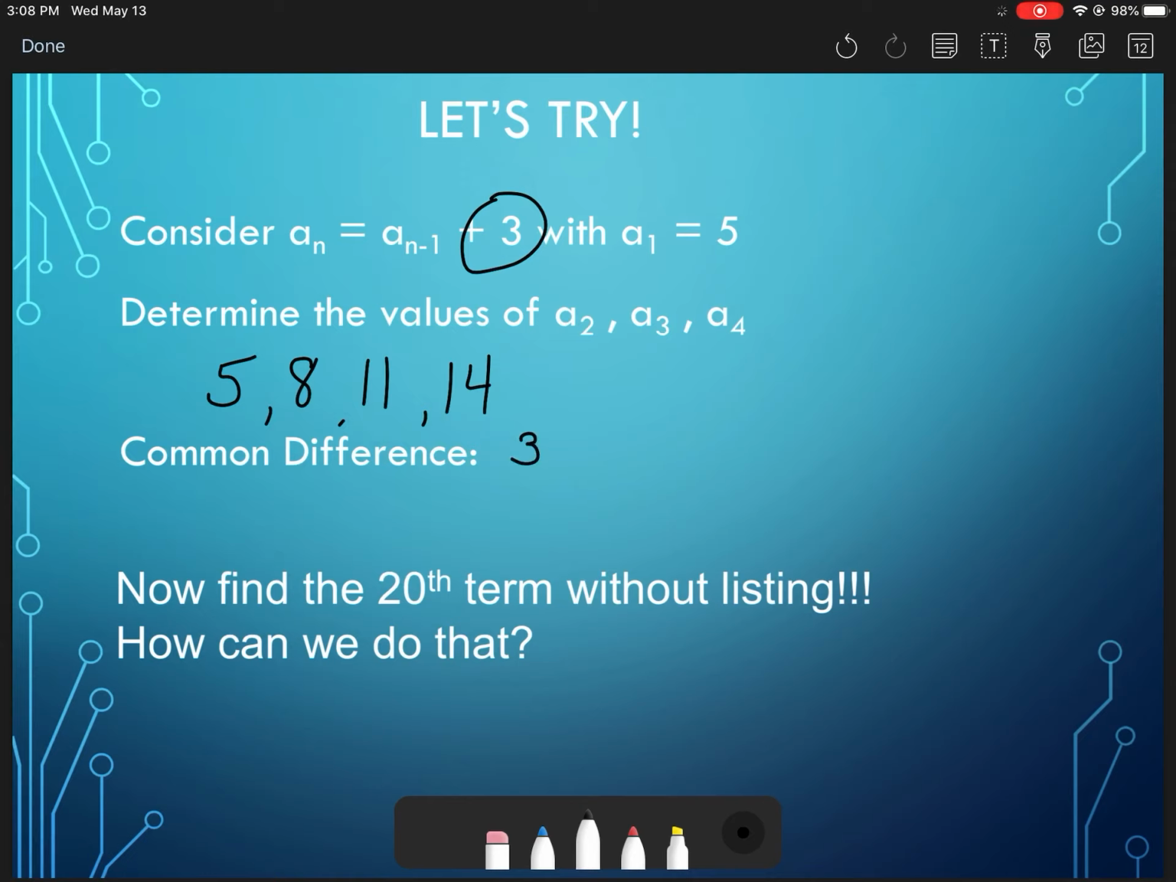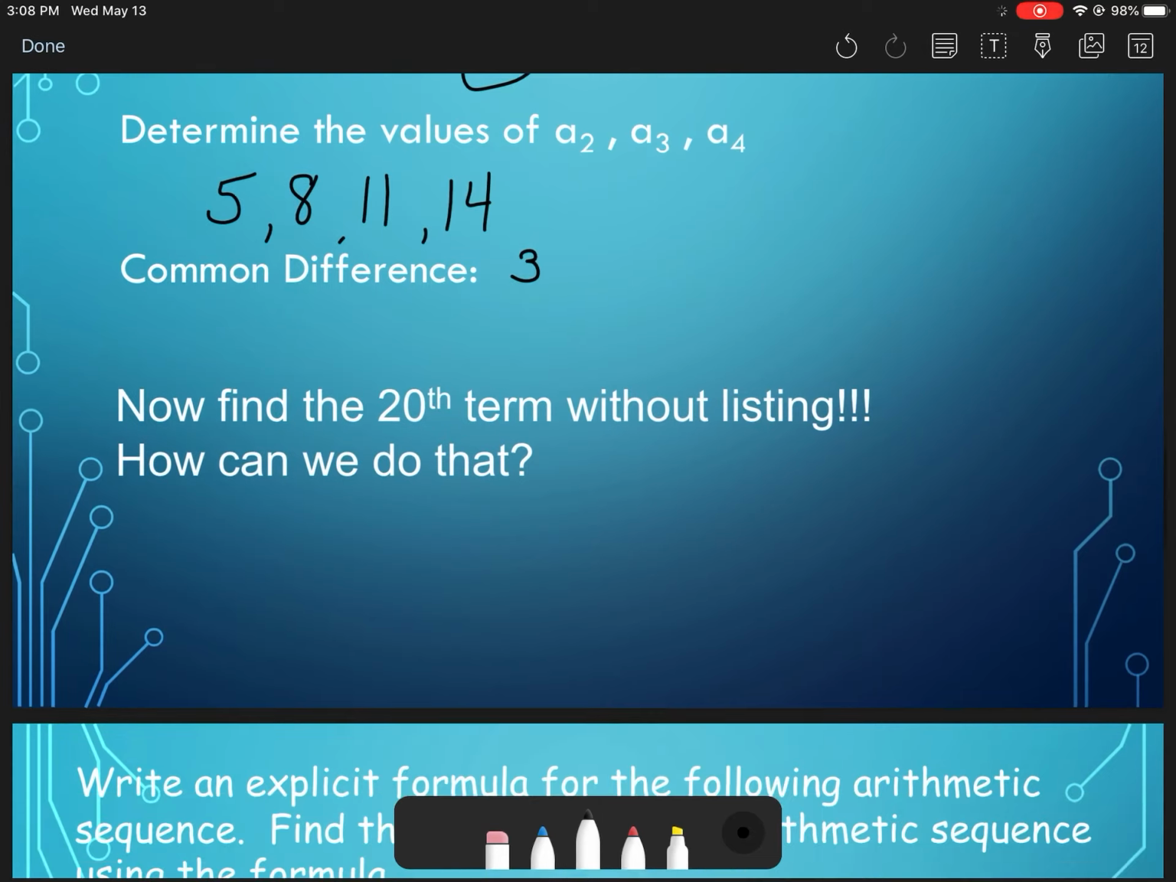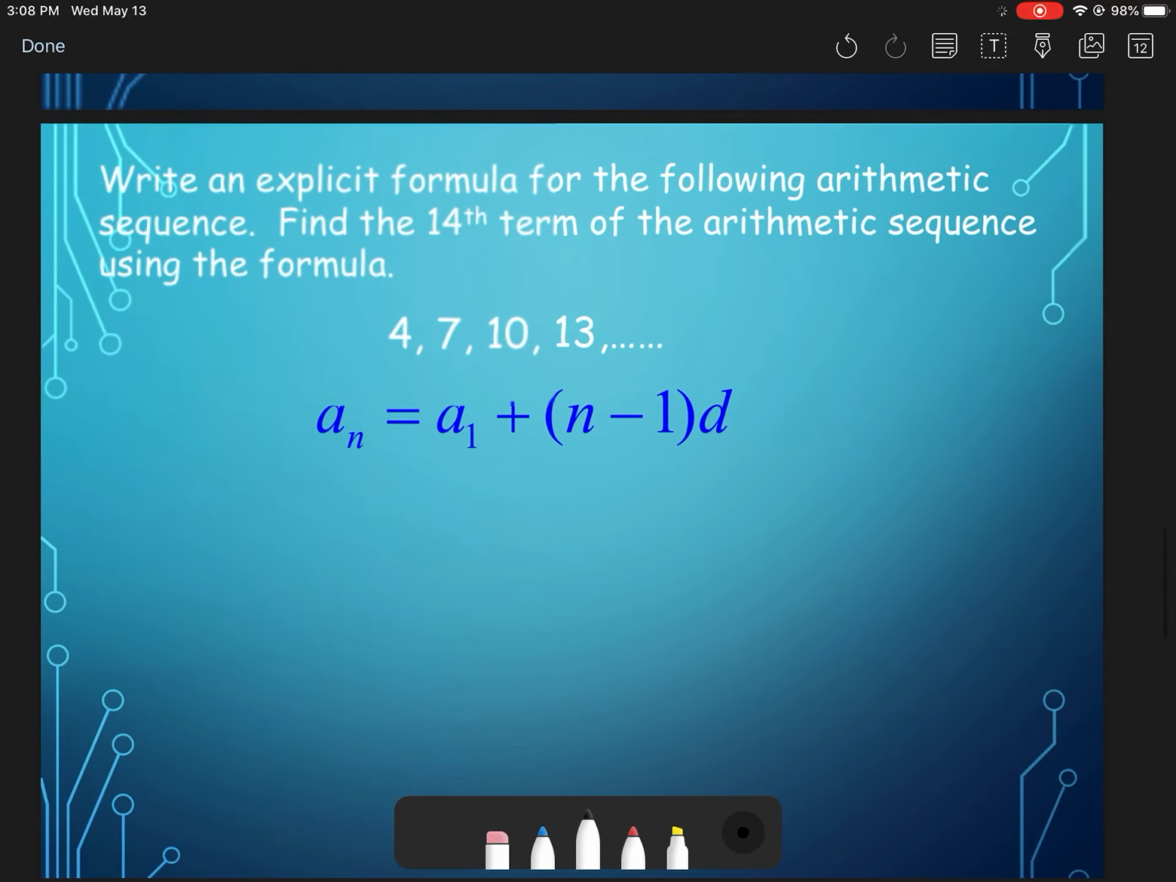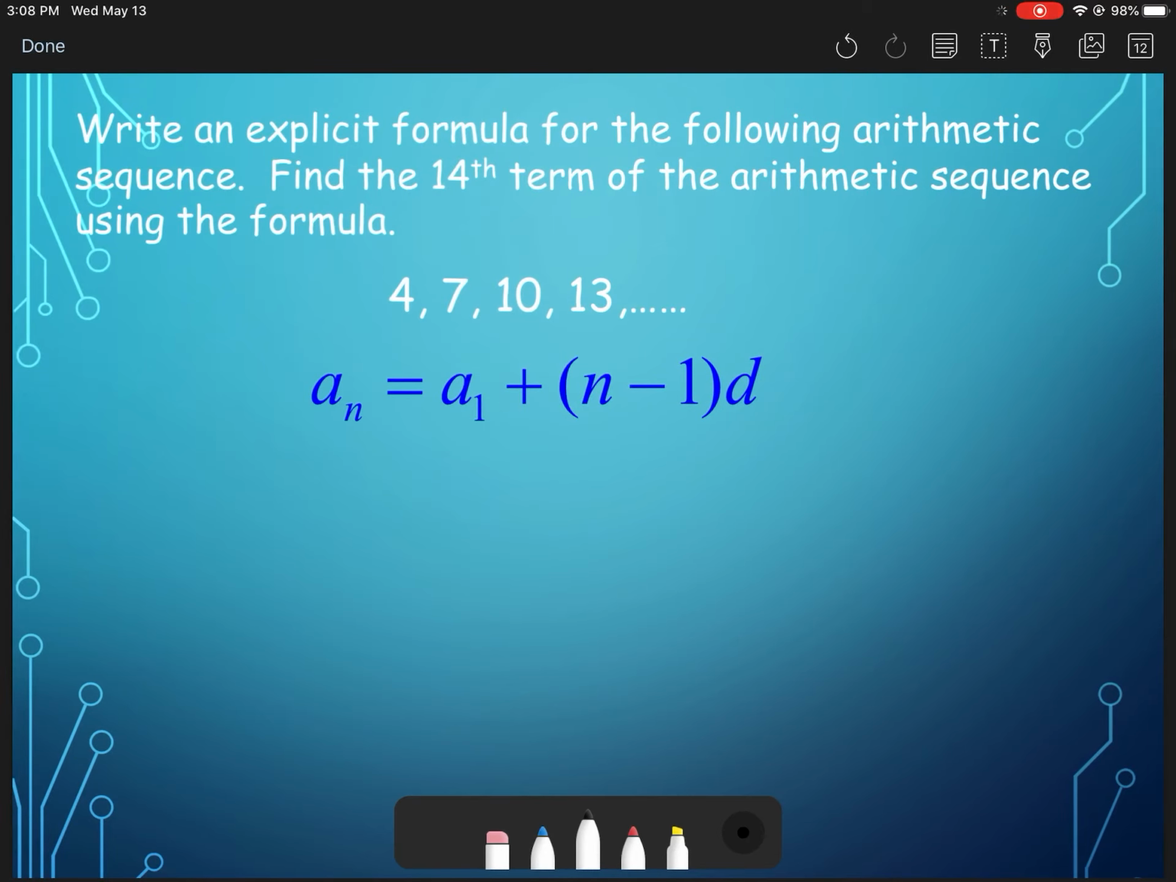So now if we had to find the 20th term without listing, how could we do that? Okay, we have a formula and we're going to use it. This here is our formula. Okay, write an explicit formula for the following arithmetic sequence. Find the 14th term of the arithmetic sequence using the formula.